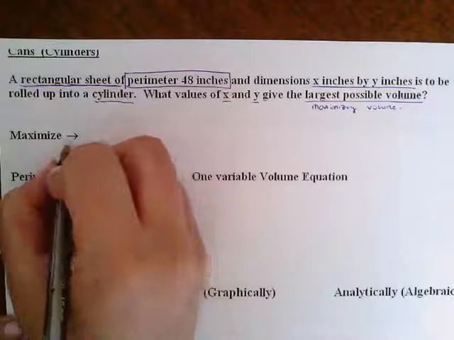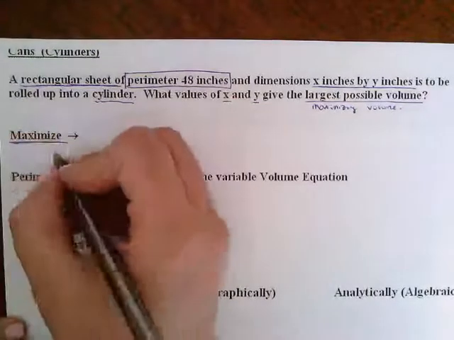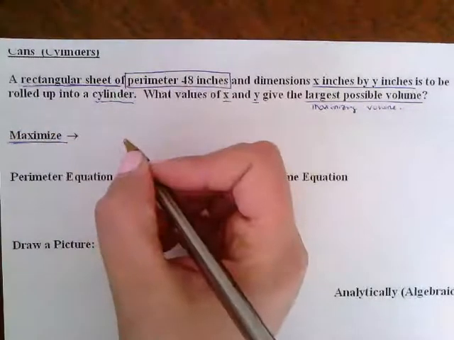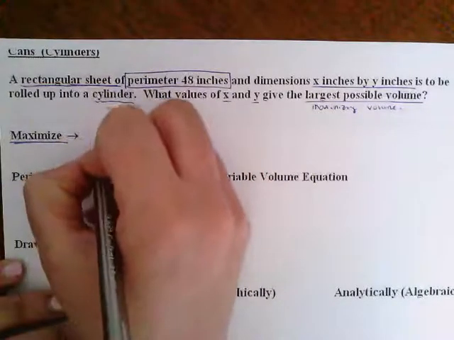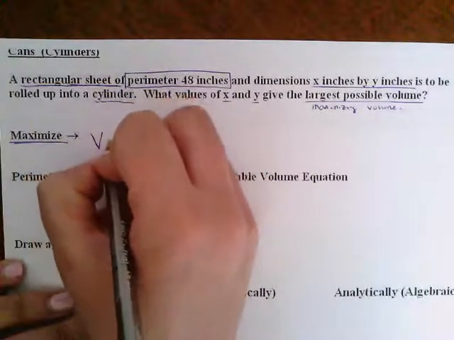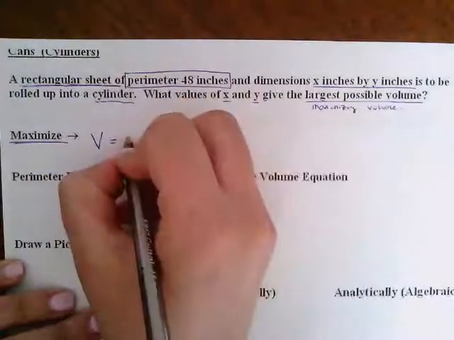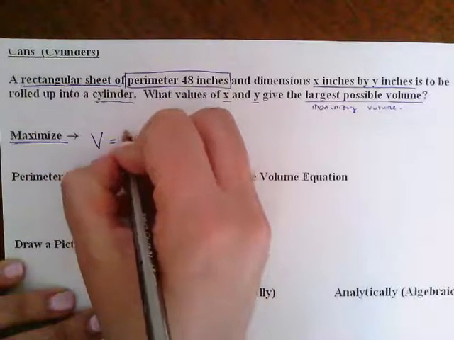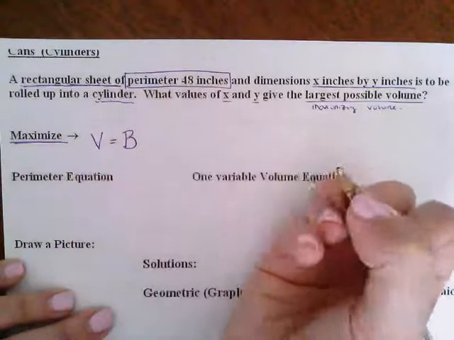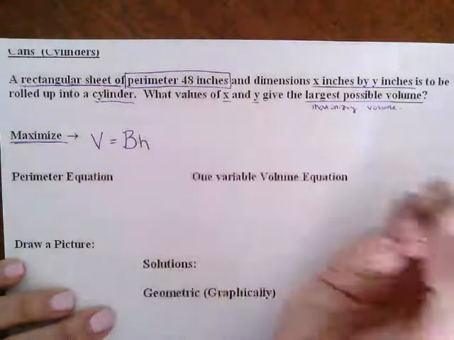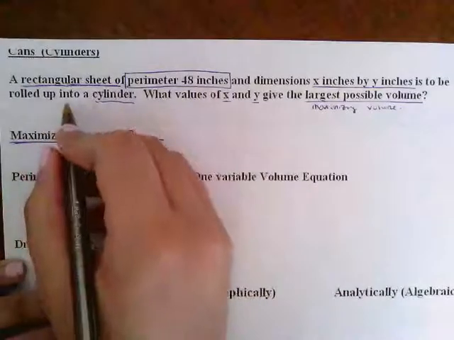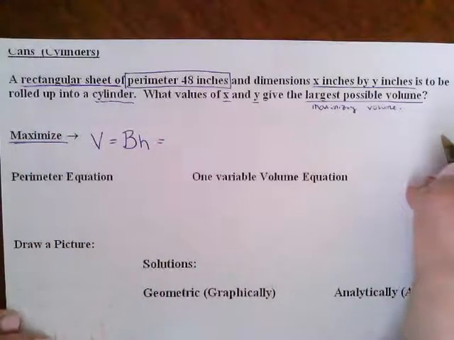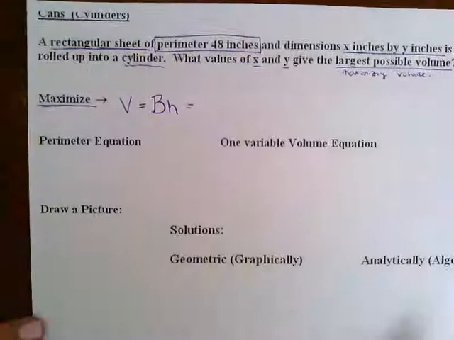So the first thing that we're going to do is figure out the equation of the thing that we are optimizing or maximizing, and in this case that's volume. We know that volume for all shapes is always the area of the base times the height of the object. In this case, it's going to end up being a cylinder.